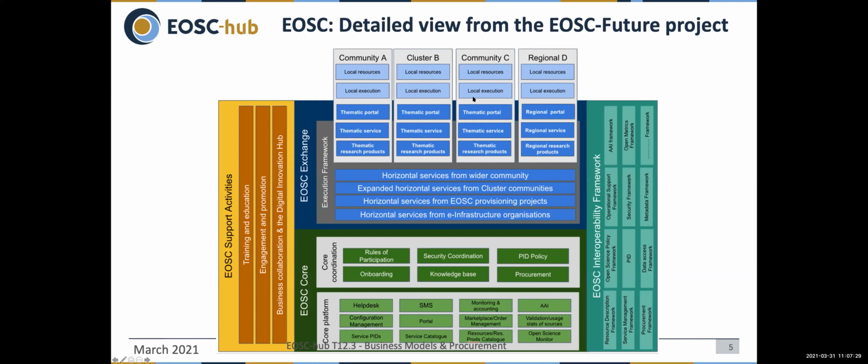And then you have the vertical pillars, which are the domain-specific services coming from research infrastructures or from other providers that are domain-specific. Then there's this execution framework that is meant to be a capability that allows services to be composed. And then on the right-hand side and the left-hand side, you can find the cross-cutting capabilities across the core and the exchange, that are the interoperability framework and also supporting activities.